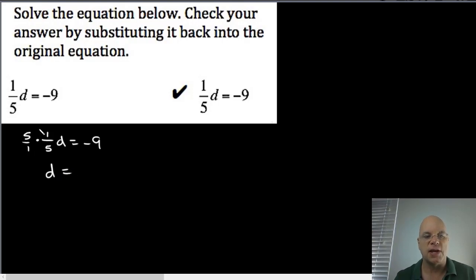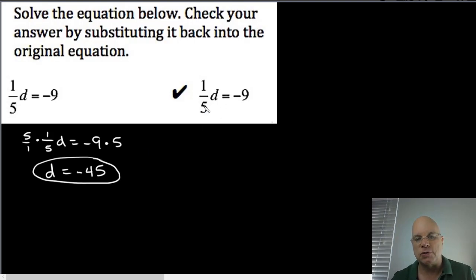But if I multiply the left side of the equation by 5, I need to multiply the right side of the equation by 5. That's the property of equality, to keep the equation balanced. -9 multiplied by 5 is -45. So D is -45. To verify, I'm going to use the substitution property and substitute -45 back into the original equation. 1/5 multiplied by -45 should equal -9.